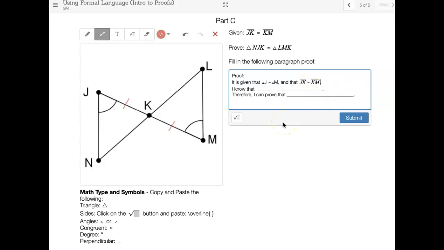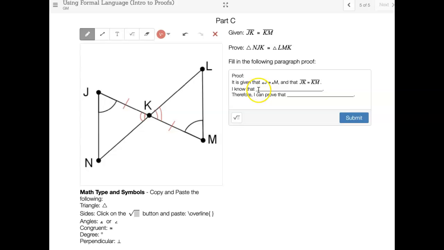That's the given information. It is marked. But you also have to fill in something you're supposed to know: the vertical angles are congruent. You have to mark that. This angle here, I'm going to call it JKN. I can't just call it K because there's more than one angle with that vertex. So I'm going to call this one JKN, which is congruent to MKL. The reason I know that is because vertical angles are congruent.